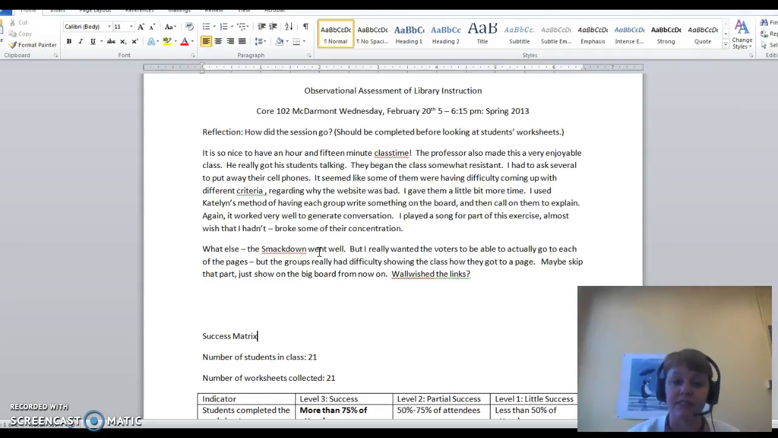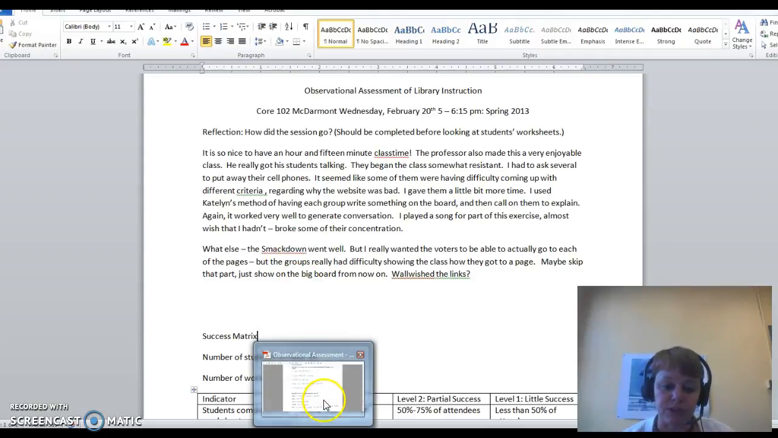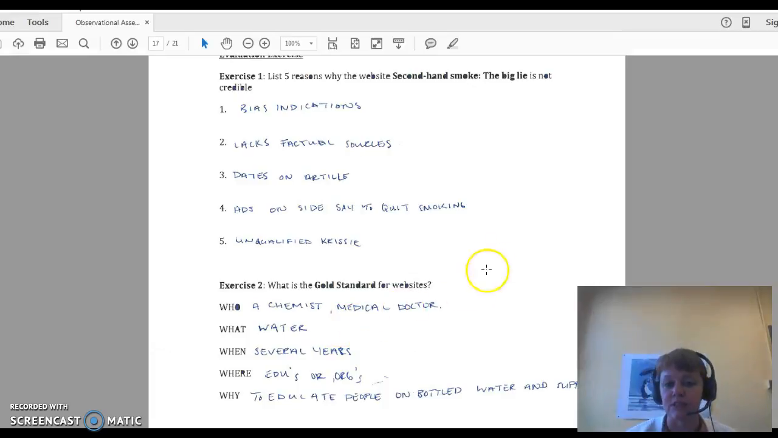It's a kind of, and we call it the smackdown, where students pick a website that was most closely adhering to the gold standard. And she says that it went well for this class. So she did her reflection, and then she looked at the worksheets. Let me just pull up a sample worksheet so you can see what it would look like. Here is one student's worksheet, and here's exercise 1.